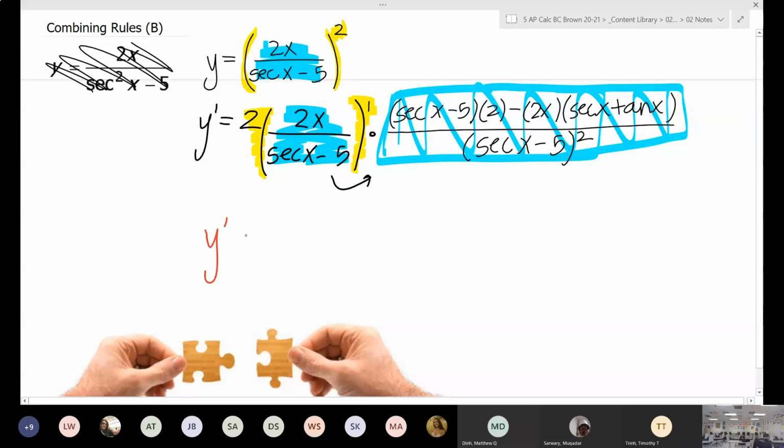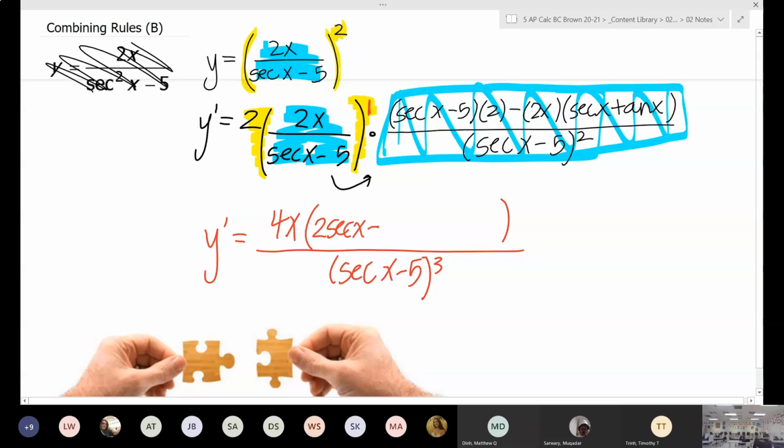If you were wanting to simplify it, since this is now to the first power, I can drop those parentheses. So I have 2 times 2x, so there's a 4x up here. In your denominator, you have 1 secant of x minus 5, and then 2 more. So you end up with secant of x minus 5 to the third power in a simplified version. And then this numerator is not going to simplify nicely at all, but we're going to have 2 secant of x minus 10 minus 2x secant of x tangent of x.